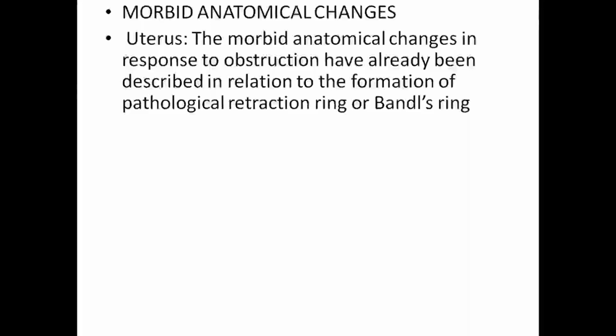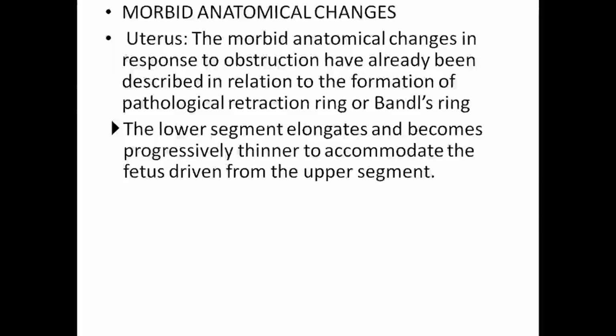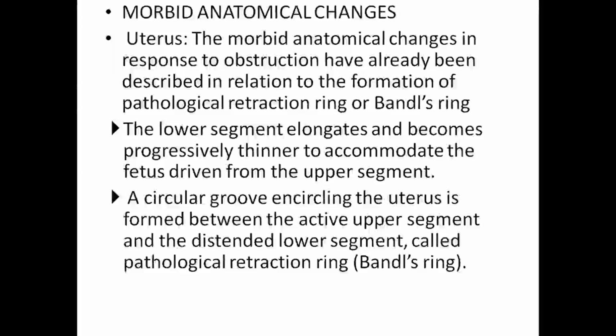Morbid anatomical changes in the uterus in response to obstruction have already been described in relation with the formation of the pathological ring or the Bandl's ring in the previous video we have already discussed. So we will just continue. The lower segment elongates and becomes progressively thinner to accommodate the fetus driven from the upper segment. A circular groove encircling the uterus is formed between the active upper segment and the distended lower segment, called the pathological retraction ring or the Bandl's ring.